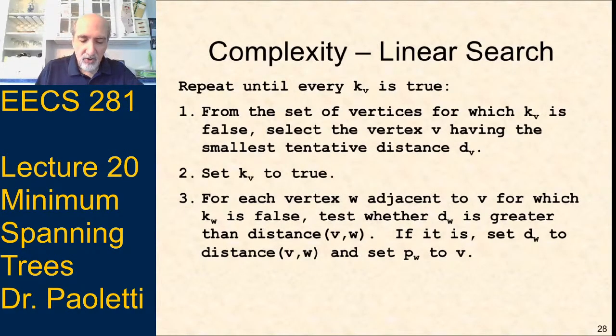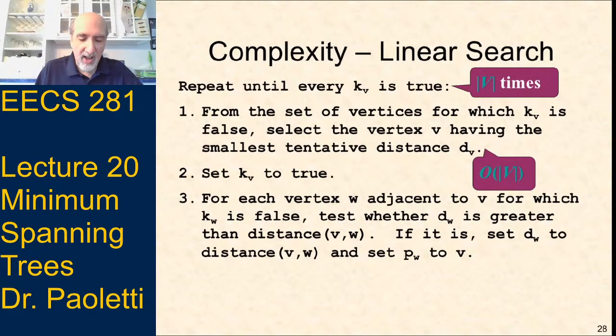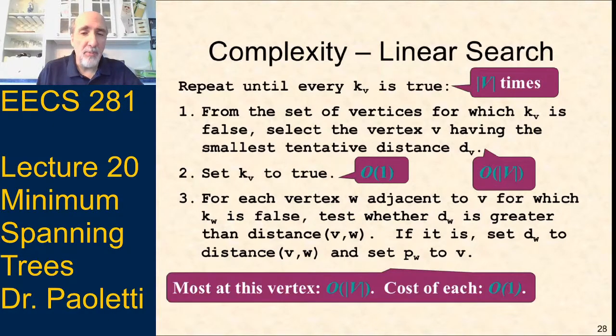Okay, so what if we did linear searches? What if step 1 was a for loop and step 3 was a for loop? Then we've got this outer loop that's going to run V times. Step 1 has a cost of O of V, as I loop through the table, checking false ones, finding a better one. Step 2 is O of 1. Step 3 is at most O of V, because I've got to look at them.